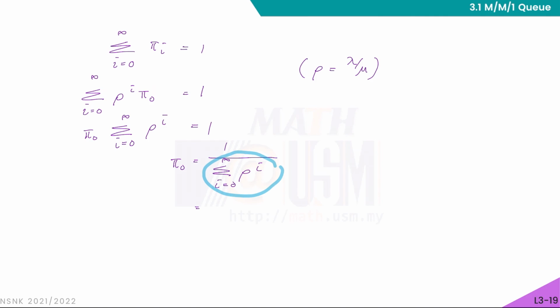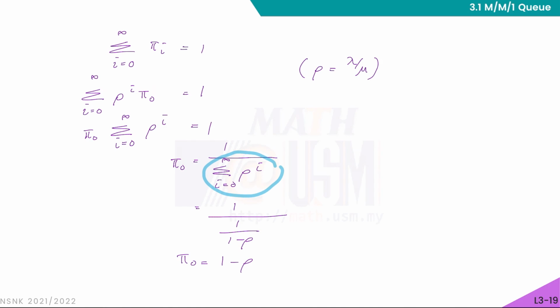We get this value by using the sum of a geometric series. The sum of rho to the power of I for I equals 0 until infinity equals 1 over 1 minus rho, which gives you the value of pi naught.